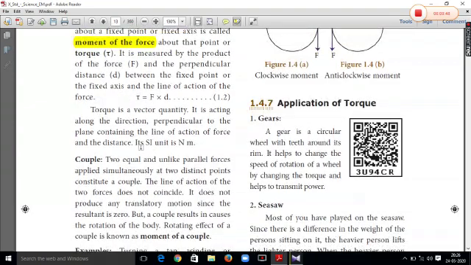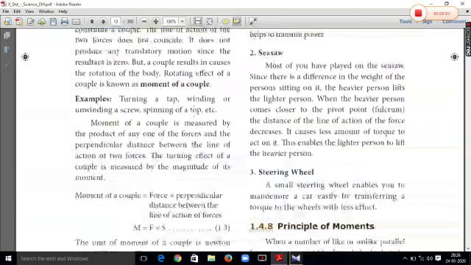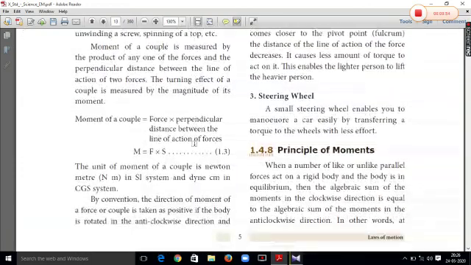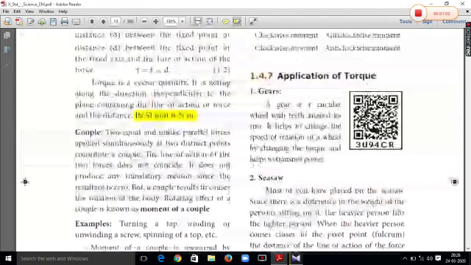The SI unit of moment of force is equal to Newton meter. Direction of moment of force is taken as positive in the anti-clockwise direction. The direction of moment of force is taken as negative in the clockwise direction.